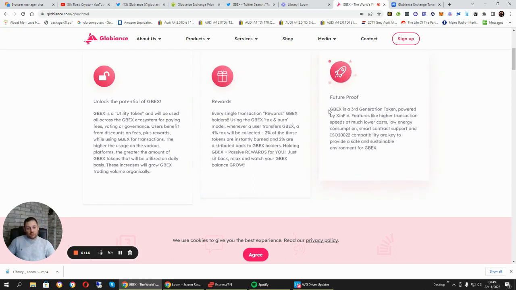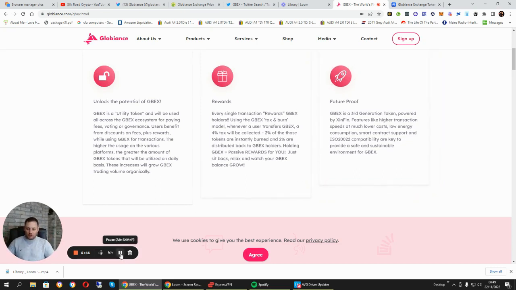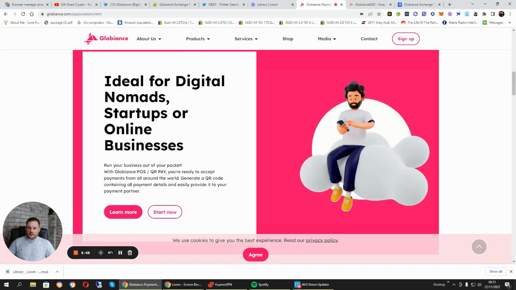And you can see here they're future proof. GBEX is a third generation token powered by XFIN, which is XDC. Features like higher transaction speed at much lower costs, low energy consumption, smart contract support, and this is massive, ISO 20022 compatibility, key to providing a safe and sustainable environment. That is massive. Regulated, sustainable, which means it's safe, which means institutions are going to start plowing their money into it. So it says this token's ideal as a payment gateway solution for digital nomads, startups, or online businesses.